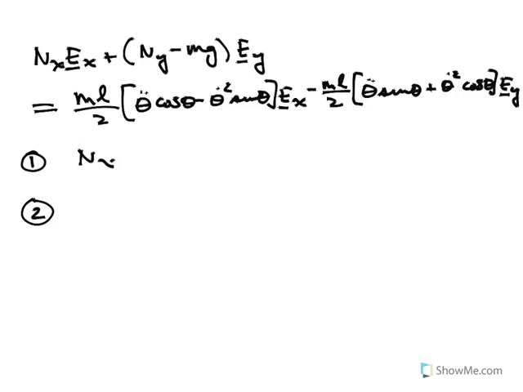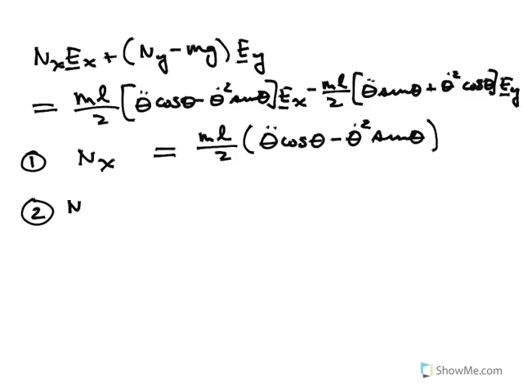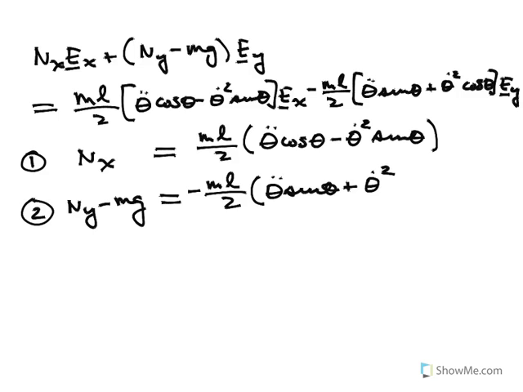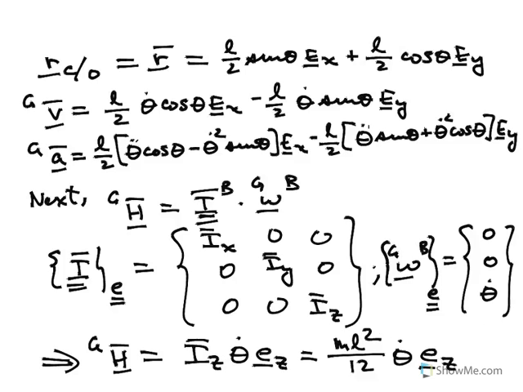From this you get two equations. The first equation is N sub x is equal to ml over 2 times theta double dot cosine theta minus theta dot squared sine of theta. The second equation is N sub y minus mg is equal to minus ml over 2 times theta double dot sine theta plus theta dot squared cosine of theta. Now you'll see that neither one of these is going to produce a differential equation because they have two unknown reaction forces. So next we have to compute the moment relative to the center of mass so that we can equate it to the rate of change of the angular momentum.